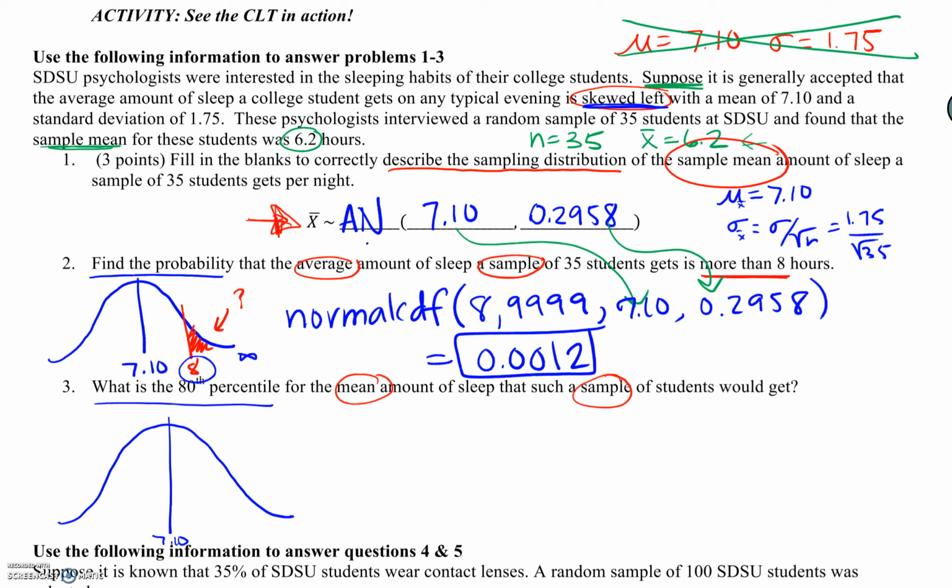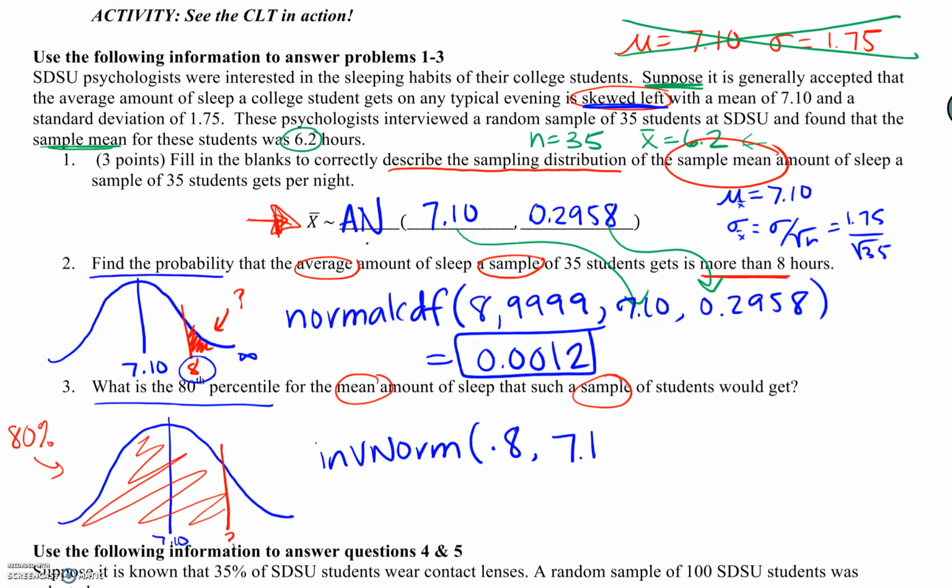Now, we know we want the 80th percentile. We don't know what the amount of sleep is, but we know we want 80% on the left, right? 80th percentile is above 80%. So what's our calculator shortcut to do these inverse questions? Oh, inverse norm, right? Our left side probability is 0.8. Our mean is still 7.10. Our standard deviation is still that calculated standard deviation of 0.2958. That's it.